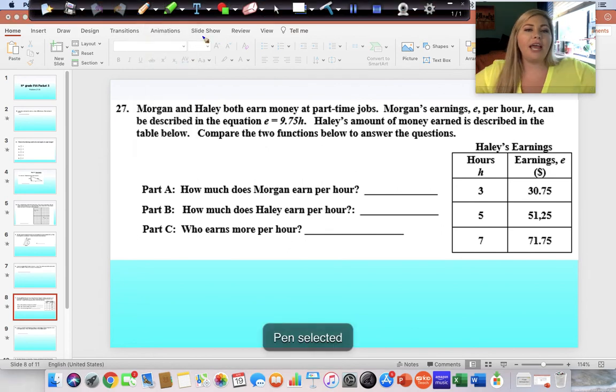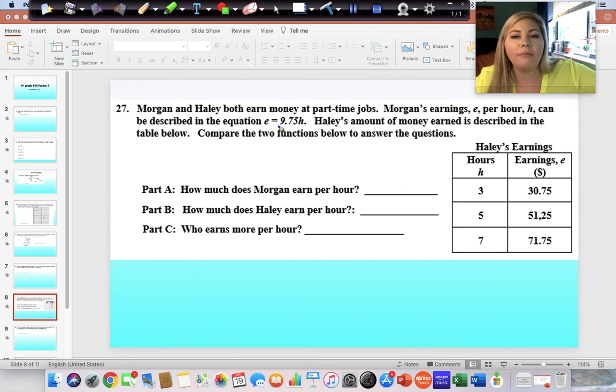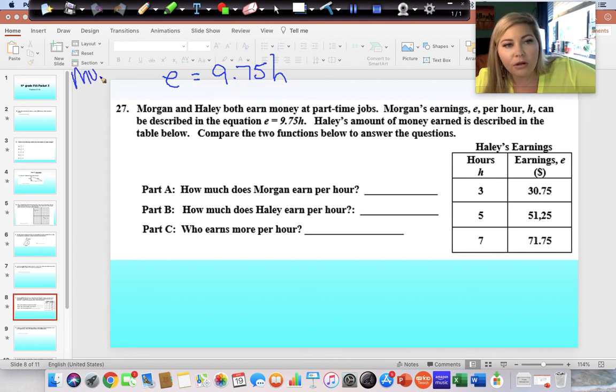Okay, Morgan and Haley both earn money at part-time jobs. Morgan's earnings, E per hour H, can be described in the equation E equals 9.75 H. So her earnings are $9.75 per hour. So this is Morgan's. Haley's amount of money earned is described in the table below.